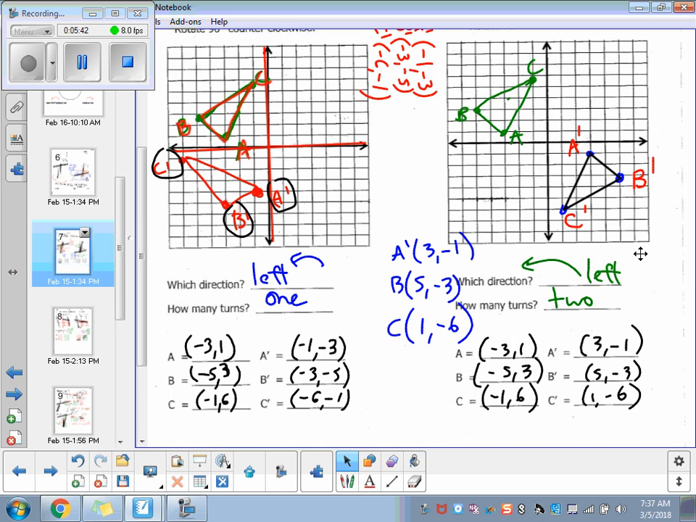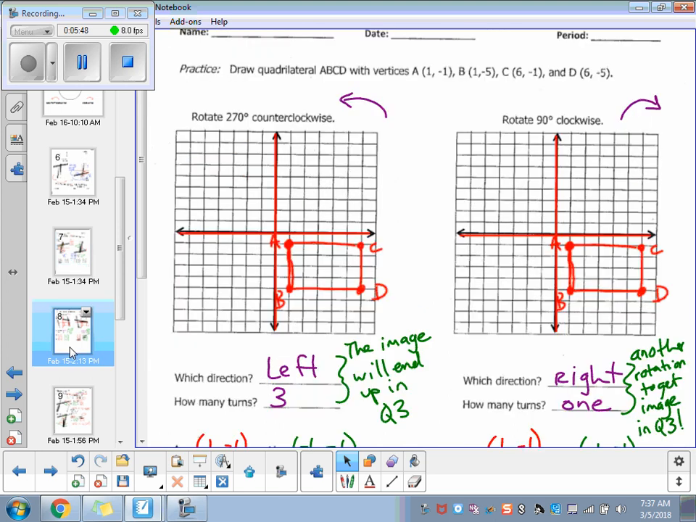You can pause if you want to make sure you got page 5 taken care of, but I'm going to move now to page 6. With these, we have a 270-degree counterclockwise rotation and then a 90 degrees clockwise rotation. And I wanted to point out that both of these movements are going to move our pre-image into the 3rd quadrant.